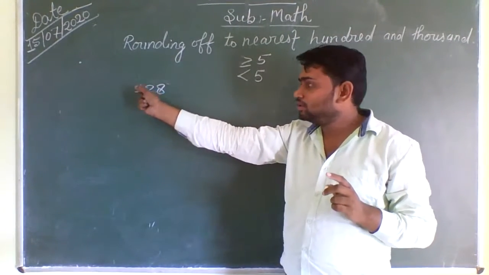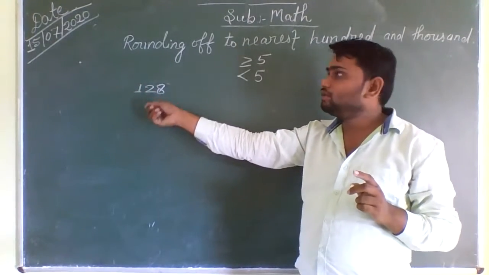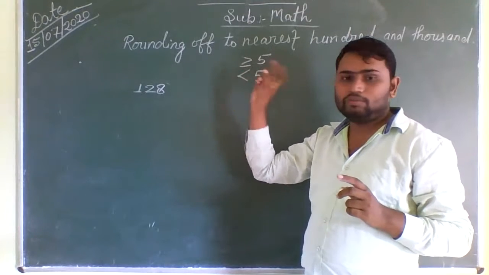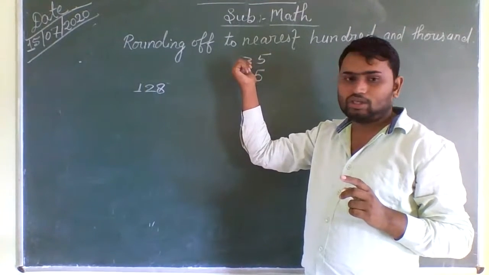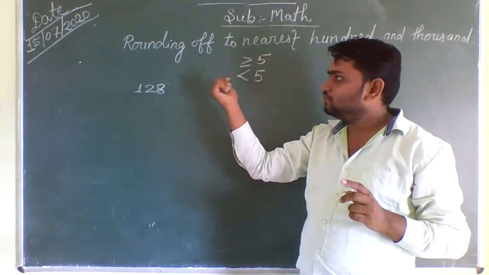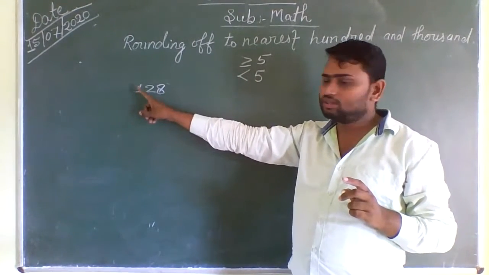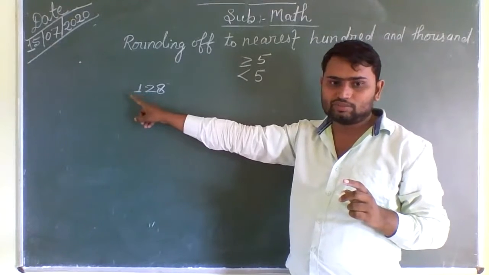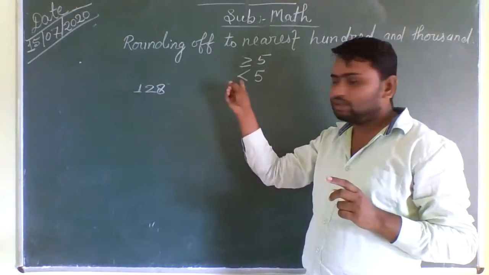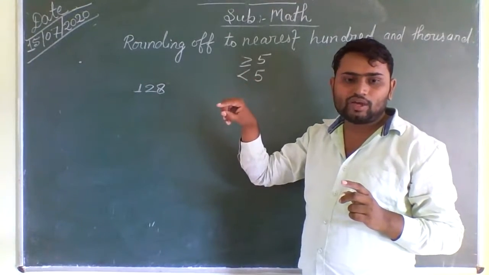Now, we will see the digit which is just behind. We will see if it is greater than or equal to 5. There will be two conditions: it is greater than or equal to 5, or it is less than 5. The digit just behind the hundreds place digit is 2, and 2 is less than 5.